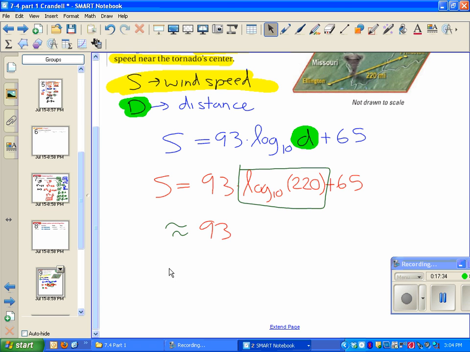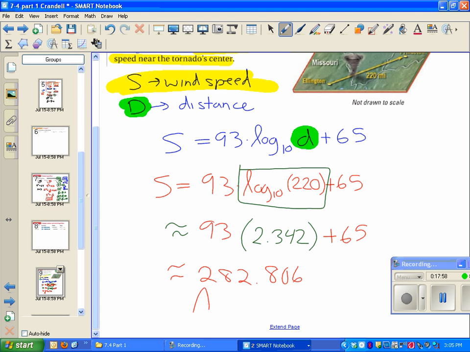And hopefully you got log base 10 of 220 is about 2.342. And then order of operations, you're going to multiply first. So you should get about 2828.06. And so we're solving for wind speed. So the tornado was going about 283 miles per hour. Just a bit fast. Right.